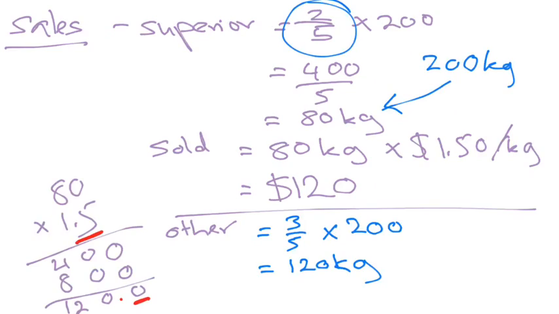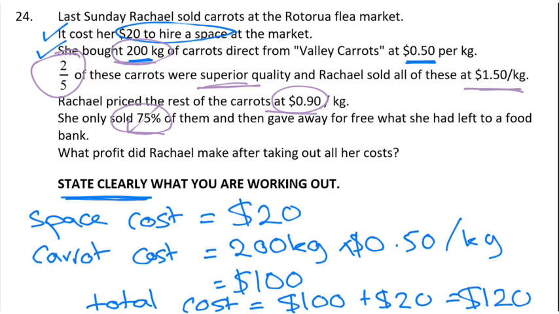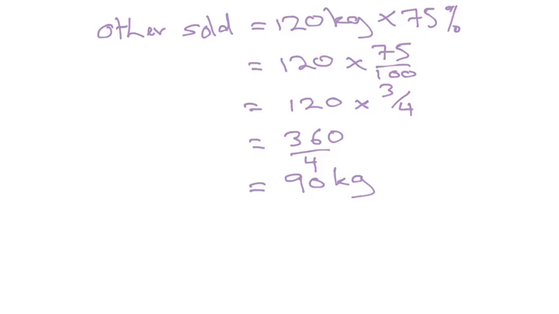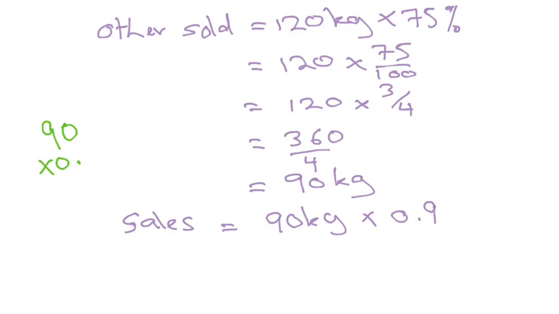And the last thing that we need to do is, I've dealt with that 75%. Now I've just got to do this 90 cents per kilo. So now I'm going to look at how much the sales are. And so she had 90 kilos times 90 cents per kilo. So I'm just going to do that. 90 times 0.9. 9 times 0 is 0. 9 times 9 is 81. And there's one decimal place there, so I'm going to put my decimal point there. So that means that she sold them and got $81.